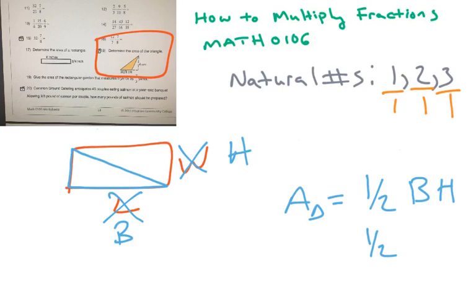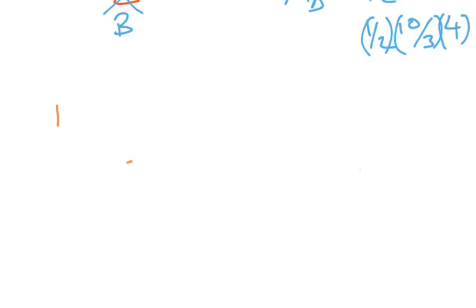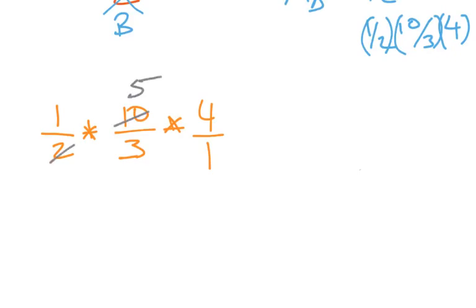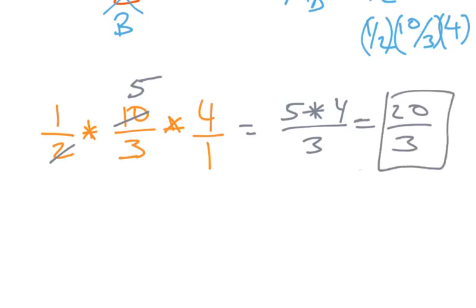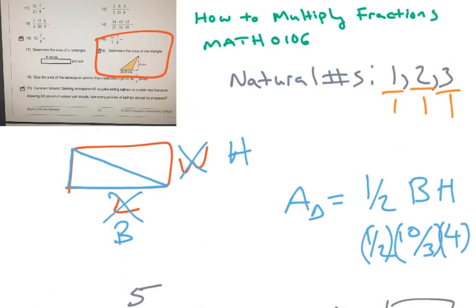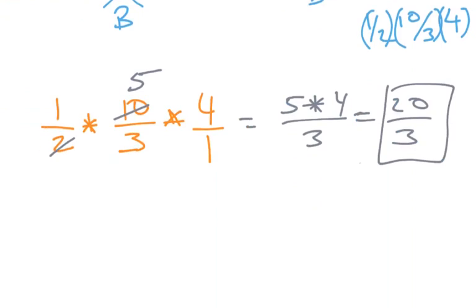So all I have to do is plug in. It says the base is 10/3 and the height is 4. So we have 1/2 times 10/3 times 4, which is 4/1. Let's solve it. We know that 2 goes into 10 5 times, and I'm looking at the rest of it. 5 doesn't go into 3, 4 doesn't go into 3, so we are left with 5 times 4/3, which is 20/3. At the end I multiplied 5 by 4, got 20, and the denominator is 3. So the area of the triangle is going to be 20/3.